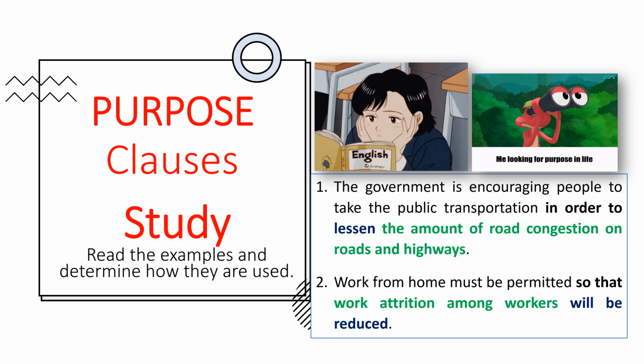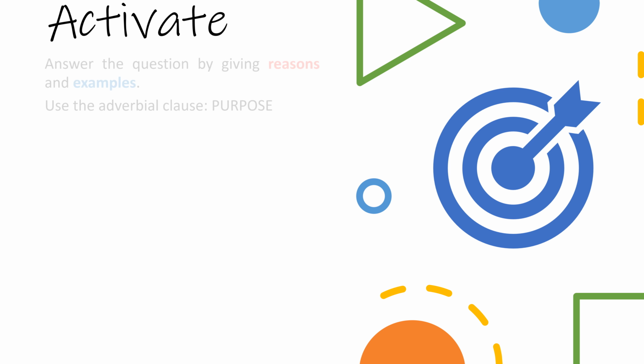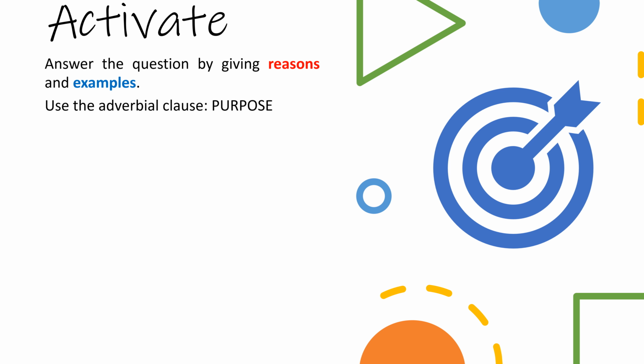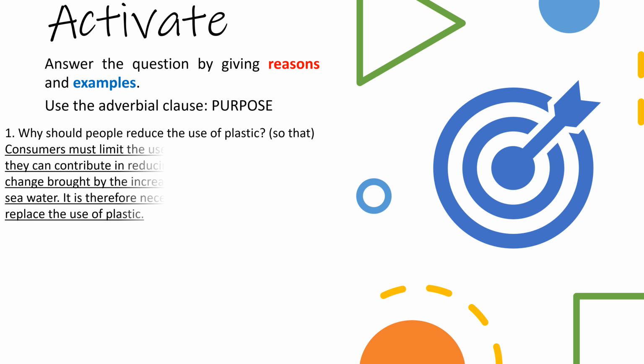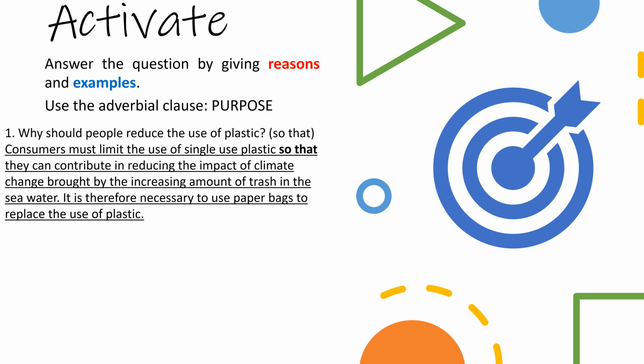Now let's check some of the exercises we have to do. What you need to do right now is answer the question by giving reasons and examples. For example, we have here, why should people reduce the use of plastic? And we have to use the subordinating conjunction, so that. An example here: consumers must limit the use of single-use plastic.